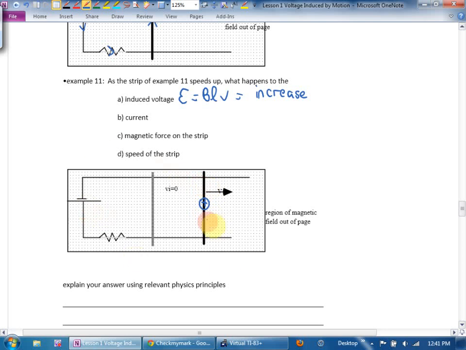Point your thumbs to the right. Which way is the magnetic field? Out of the page. Which way will that charge also feel a force? It's feeling a force in the opposite direction of the battery. There is an anti-current. In fact, we're going to call it a back current, in the opposite direction of the source. So the overall current, I'm going to call that I net, decreases.